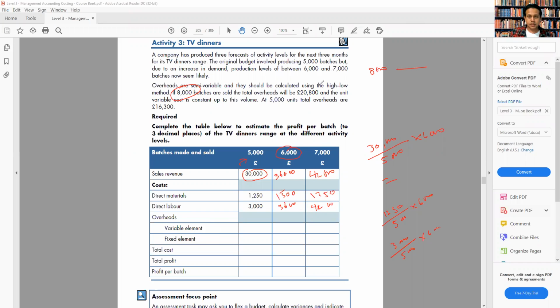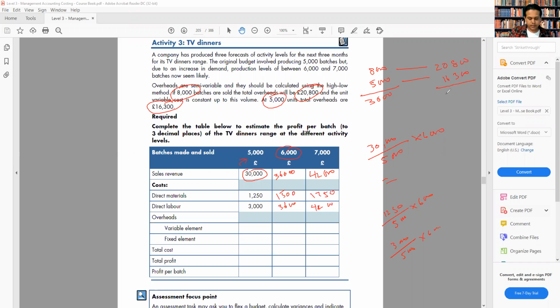The cost is 2,800. I'm going to take the lower unit, 5,000, and the cost is 16,300. So the difference is 3,000. And how much is the difference here?